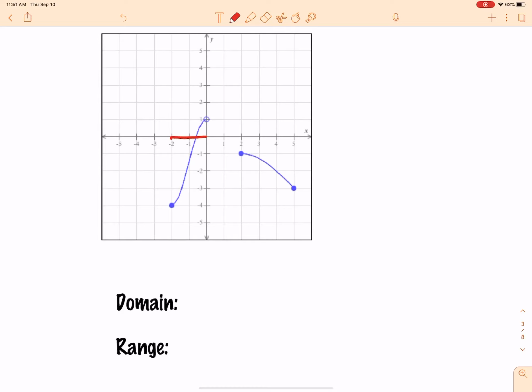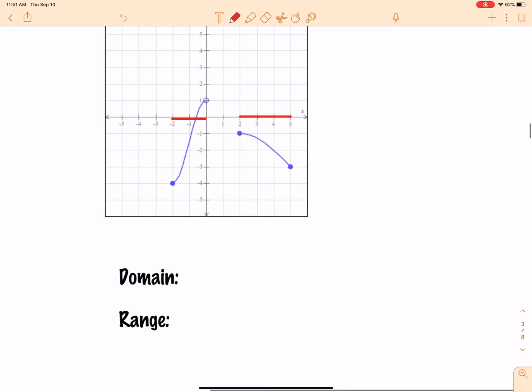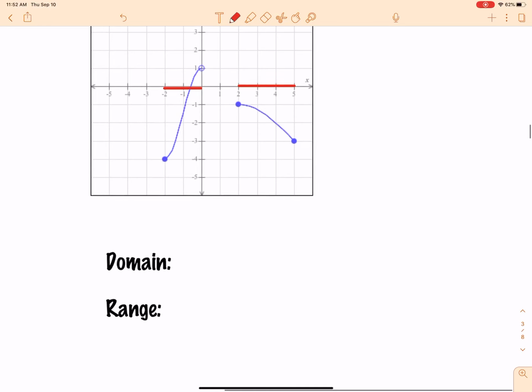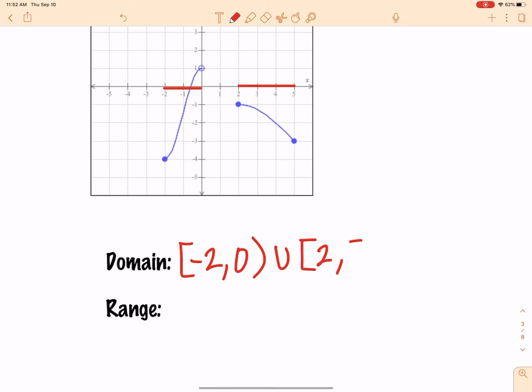So you go -2 to 0, and then there's a break, and you need to account for that break, and we're going to use a union like we learned in chapter 1. And then it starts back up at 2 to 5. Okay, so we need to account for that and write the intervals accordingly. So again, it starts on the leftmost point at -2 with a bracket, and then it stops at 0 with a parentheses. And then to account for the little break, you put a union, and then we start back up at 2, and we end with 5 bracket.